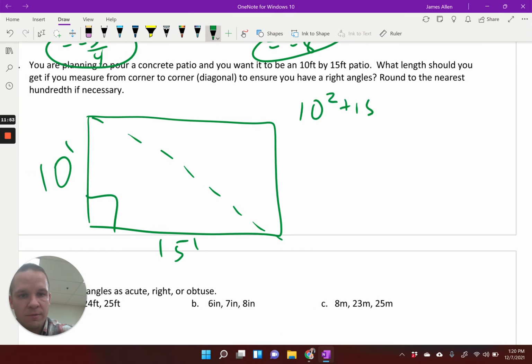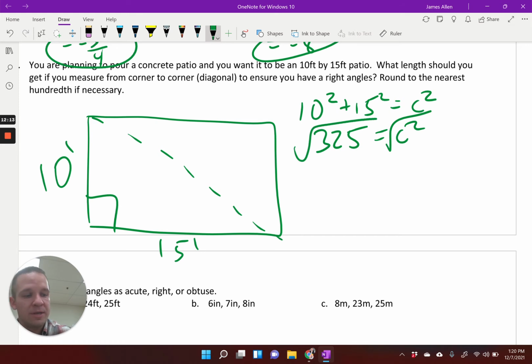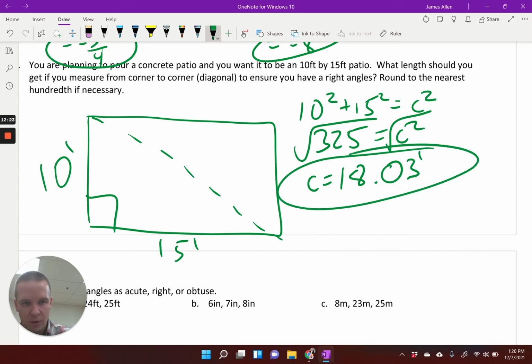So 10 squared plus 15 squared equals c squared. When I pop that in, I should just have my key next to me, but apparently I don't. All right. So we got 325. And since this is an application problem, I am not going to require you to simplify with radicals, but I will have you give me the decimal equivalent. So c equals 18 point, it says nearest hundredth, so 18.03 feet. Boom. That is what I should get. So right about 18 feet, a little bit over 18 feet, and we've got ourselves a right angle.